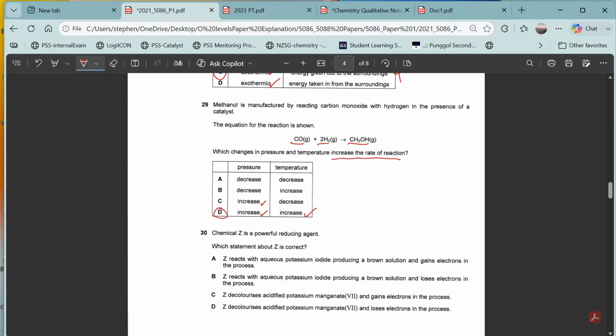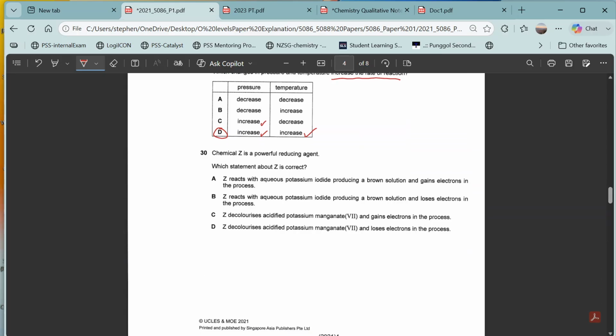Increase in temperature. Chemical Z is a powerful reducing agent. Can you give me an example? KI, right? Reducing agent KI, but they never say this one is KI. They just say Z. I don't know what it is. So which statement about this reducing agent is correct?